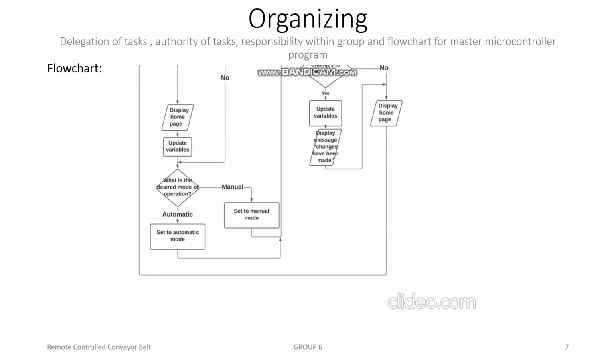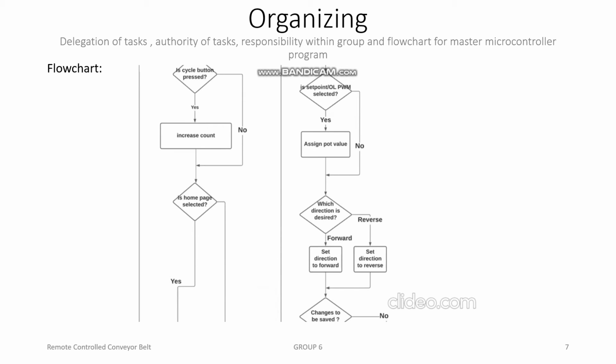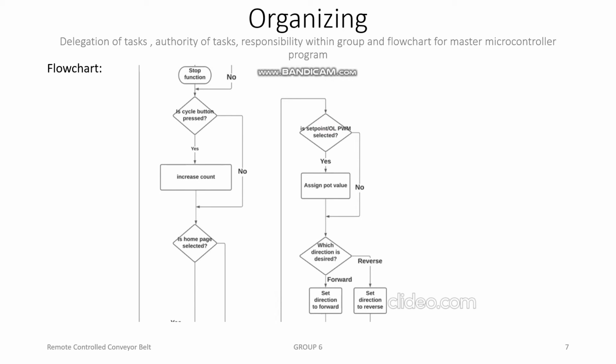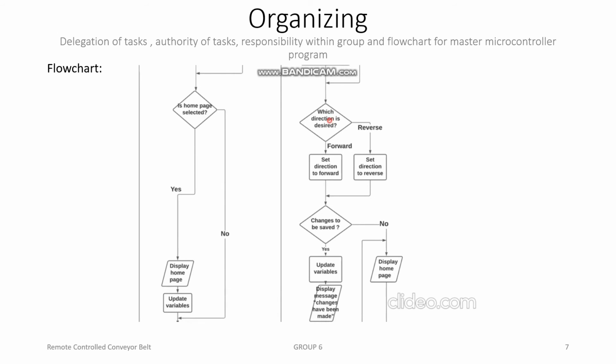When the count variable corresponds to the mode of operation, it can be viewed or edited and either manual or automatic can be selected. When the count variable corresponds to the set point or the open loop PWM, these values can be edited by adjusting the potentiometer. When the count variable corresponds to the direction, it can be viewed or edited and can either be forward or reverse.